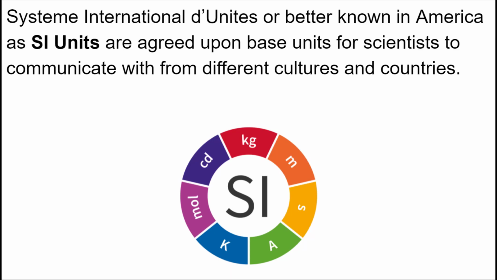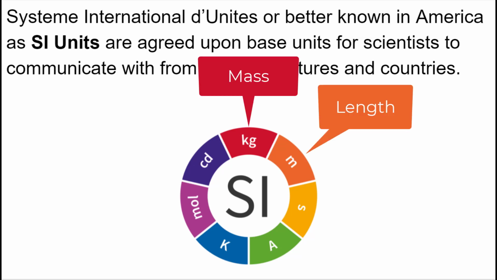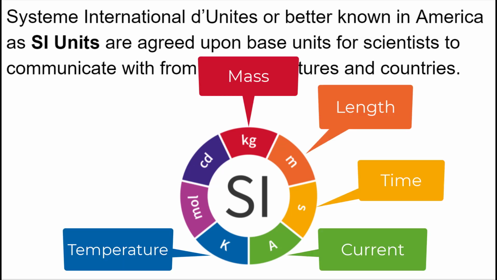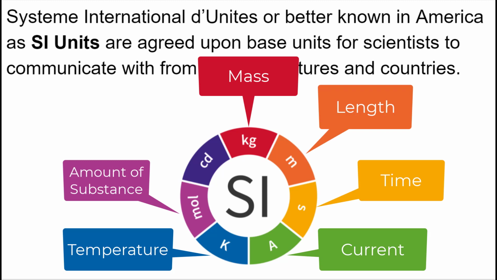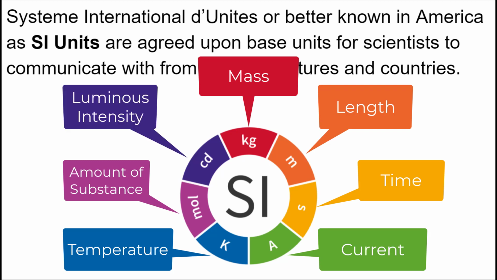Each of the abbreviations shown in the wheel are base measurements of specific quantities like mass, length, time, current, temperature, amount of a substance, and luminous intensity. These abbreviations stand for the measurements in the SI unit system. There are many different ways of measuring these different quantities. For example, in the United States, we commonly use feet and inches to measure length.